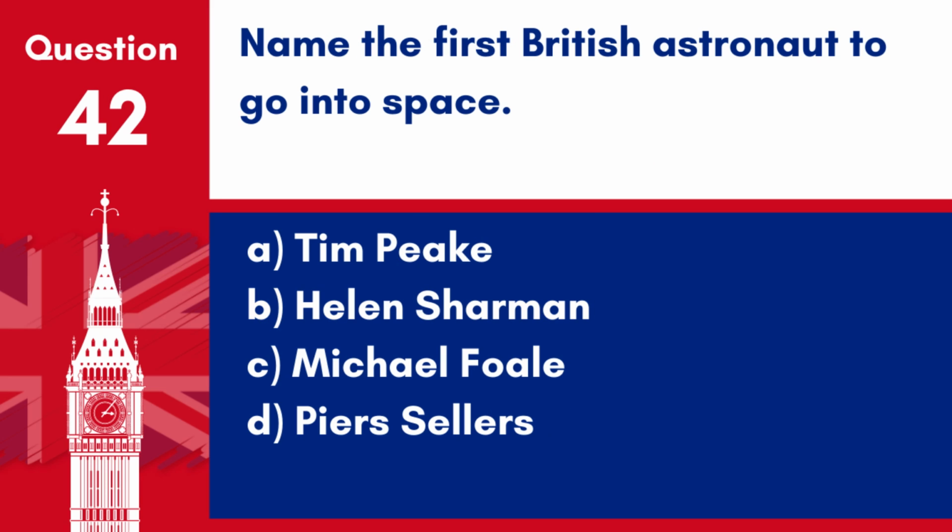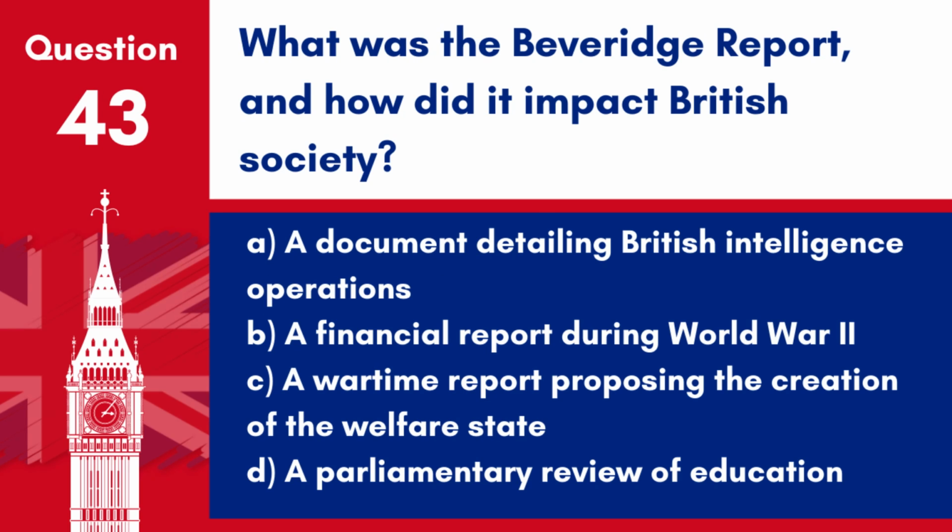Question 42. Name the first British astronaut to go into space. A. Tim Peake. B. Helen Sharman. C. Michael Foale. D. Piers Sellers. Answer. B. Helen Sharman. Helen Sharman was the first British astronaut and the first woman to visit the Mir space station in 1991.